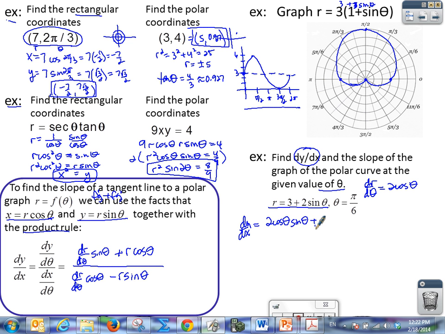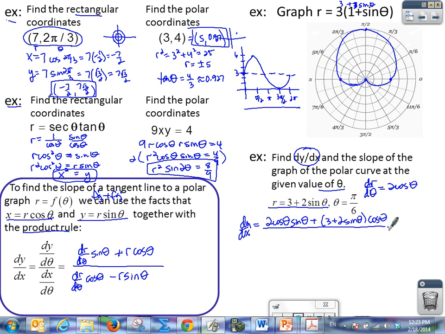plus, now where do you think we're going to get the r from? It's given, isn't it? It's right here. I've got to put 3 plus 2 sine theta everywhere there's an r. So 3 plus 2 sine theta goes in place of this r, and then cosine theta. That's my numerator. Yes, it's a big mess. These take a while and are fairly complex to do, so you won't have a whole lot of them. All right, now let's work on the denominator.